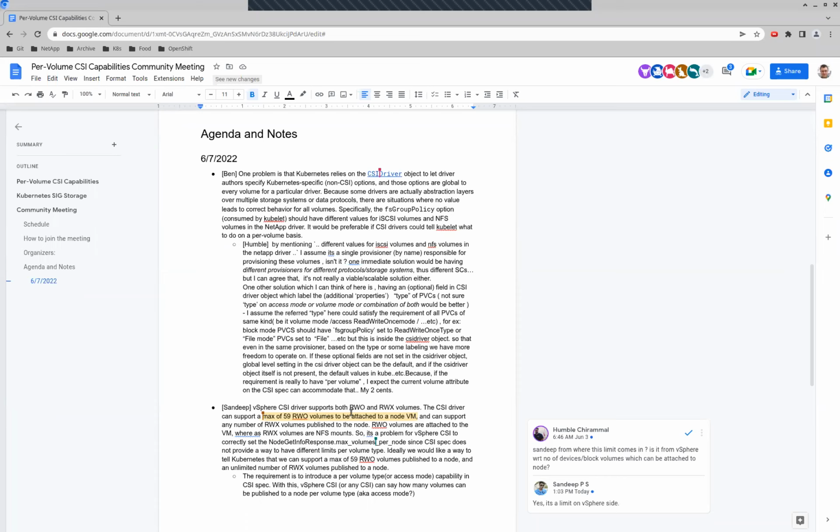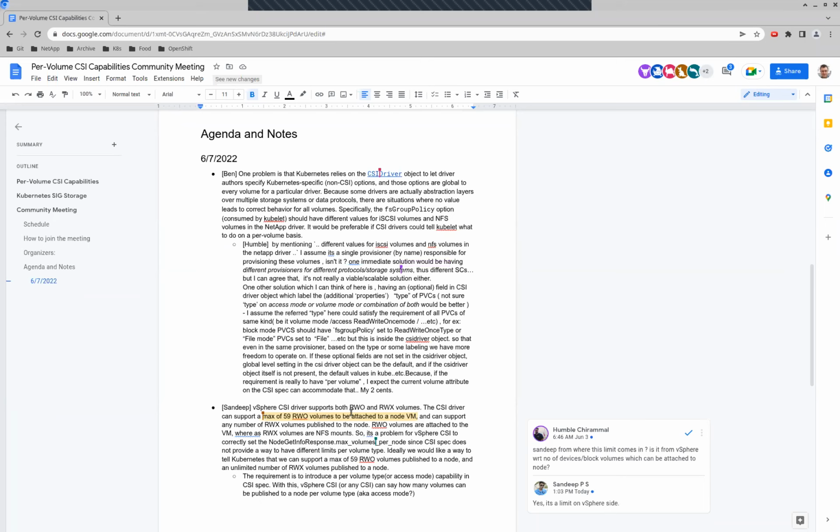But right now there's really no information at all that comes back on a per volume basis. So we have to add something to the CSI spec to add a hook that then kubelet can see that it needs to do something specific. And that's the use case that I care mostly about.